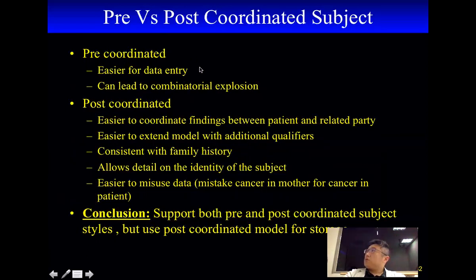Previously we talked about pre- and post-coordinate. Pre-coordinate is easier for entry, like LOINC, but the problem is it leads to combinatorial explosion. So LOINC chose a balance: they only create the existing things. They don't try everything; if they don't have it, they don't create it in advance. Post-coordinate is easy to coordinate things, and they can easily put everything together.